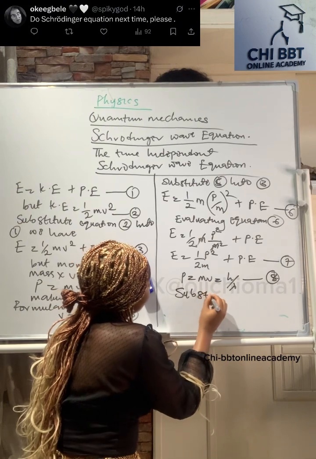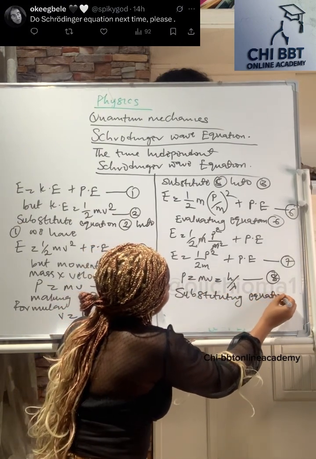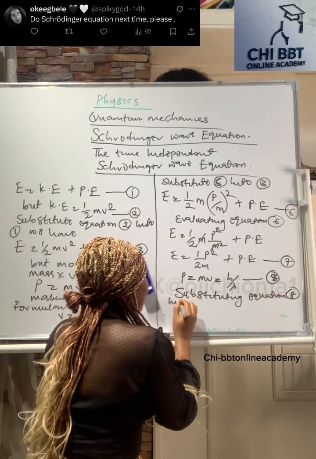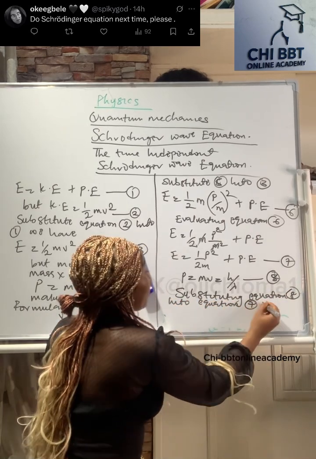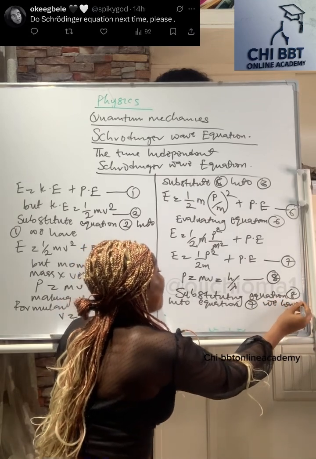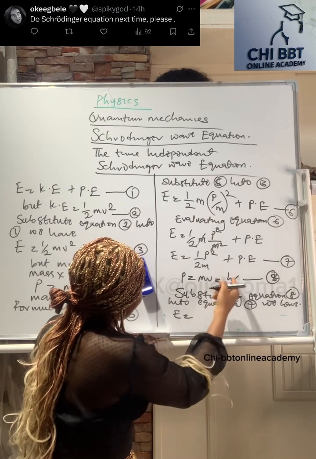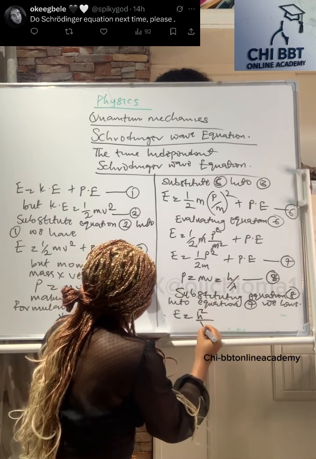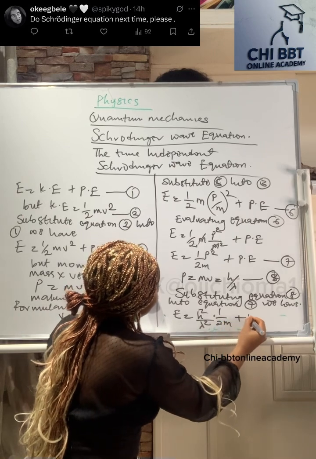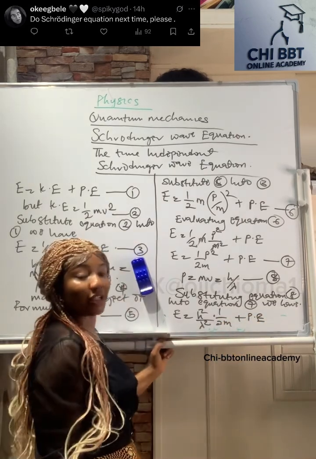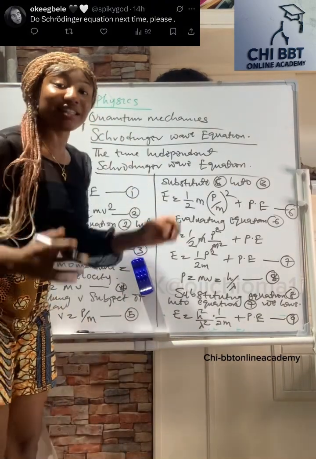Substituting equation 8 into equation 7. We have total energy becomes, when we substitute this, h squared over lambda squared times 1 over 2m plus PE. PE is the potential energy. This is equation 9. Guys, the Schrödinger wave equation is a lot.